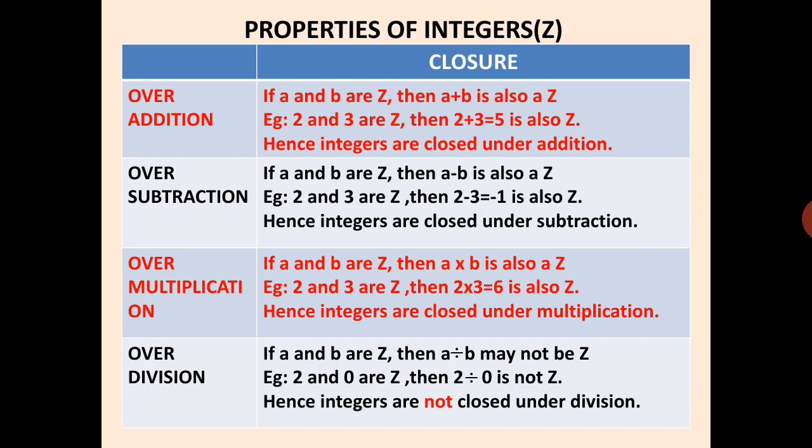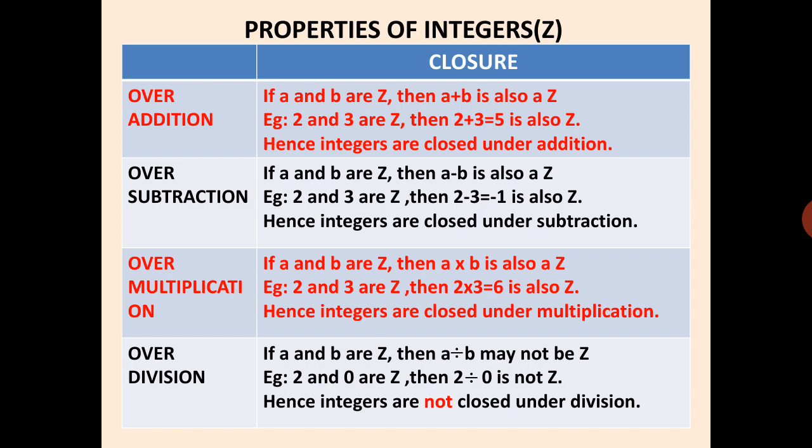The next, that is over multiplication. Again you are going to consider any two integers on your own, multiply them and check whether the answer is also an integer. So that's what we have done here. We have again considered 2 and 3, any two integers, multiply them, we got the answer as 6. Now this 6 is also an integer. That is why we will see that integers are closed under multiplication.